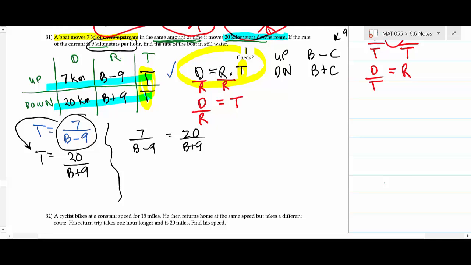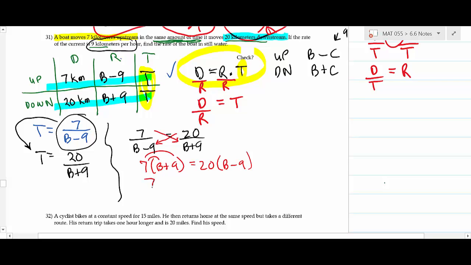Now, a problem like this is a proportion. Remember, when we have two fractions that are equal, you can just cross multiply. The other thing you could do is, if you want to get rid of a B minus 9 and a B plus 9, you could multiply by B minus 9, B plus 9 to get one of them to cancel. It's your call. You can either cross multiply it or do it that way. So let's just cross multiply this. That's going to be 7 times B plus 9 equals 20 times B minus 9. Okay, got an equation? You can solve this. Do a distributive property.